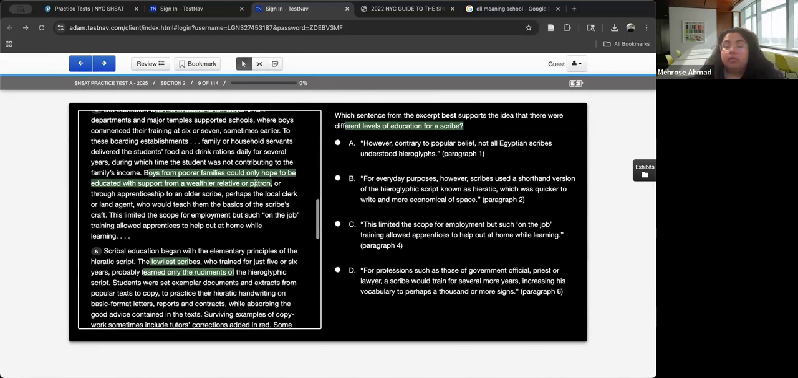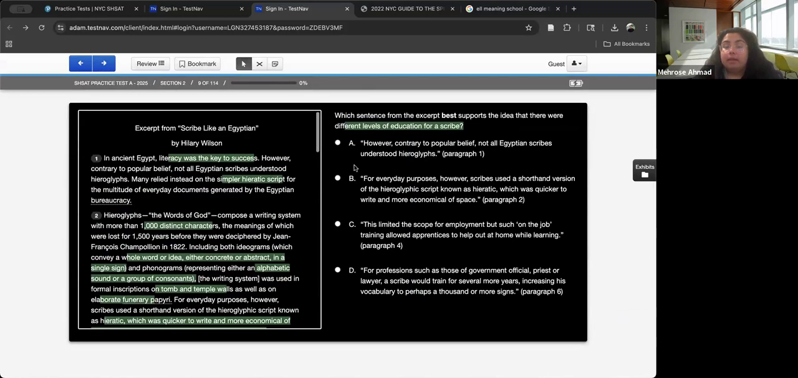Okay, so let's see. A, contrary to popular belief, not all Egyptian scribes understood hieroglyphs. So this is about understanding hieroglyphs, not necessarily about what their levels of education were.